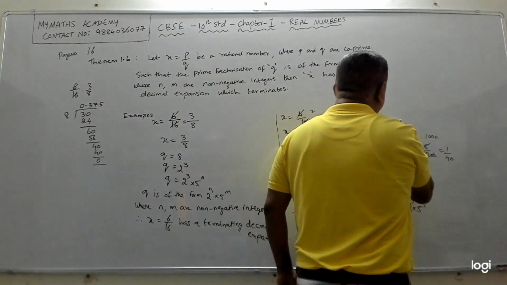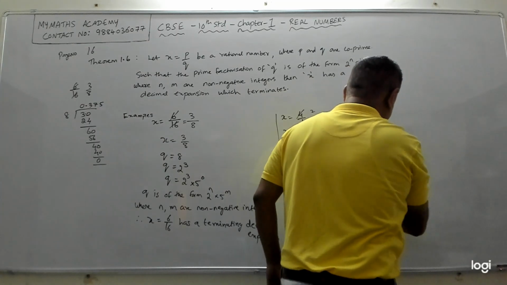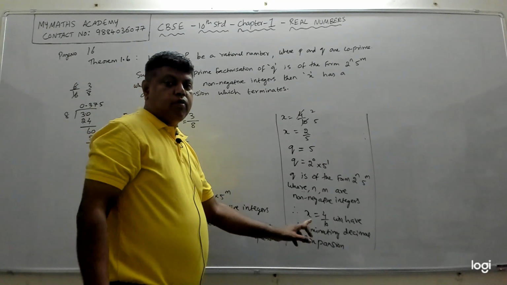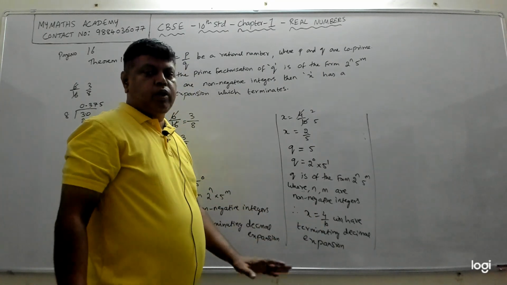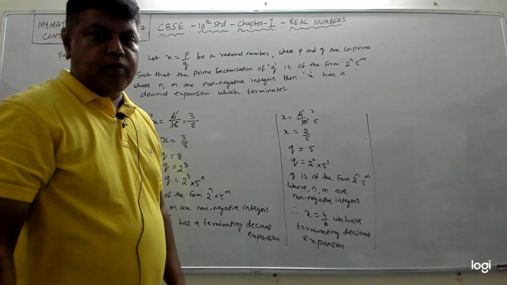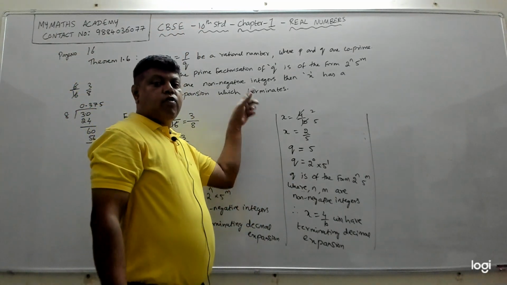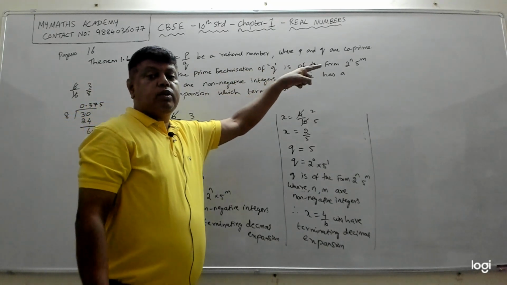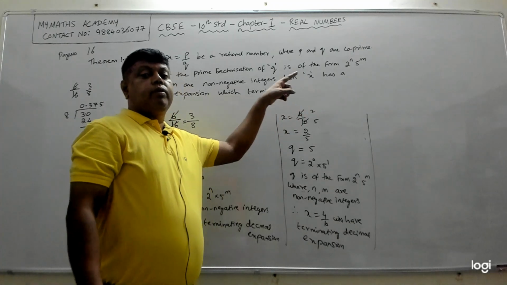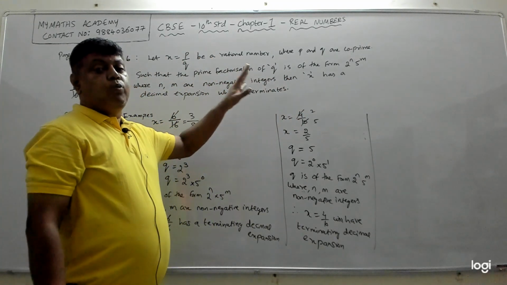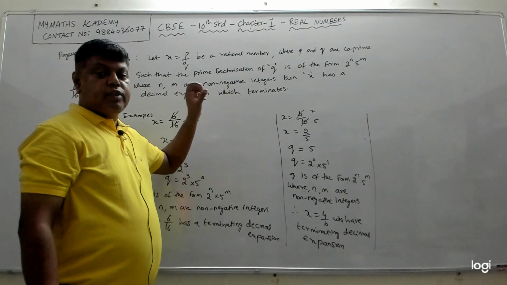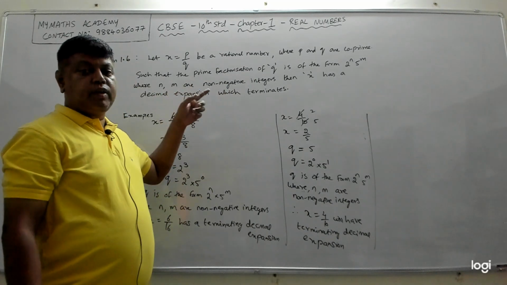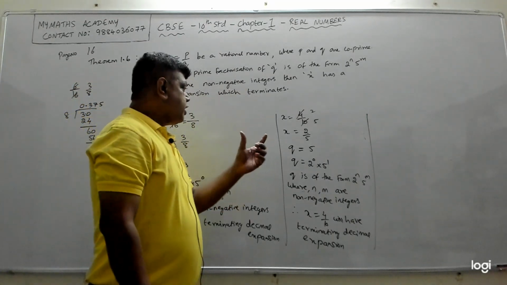Now next one, we'll take one more example. Suppose x is 4 by 10. We need not find the decimal value, they have not asked. What is the decimal equivalent of 4 by 10? You can immediately say it is 0.4. But here the point is, whenever x is in the form of p by q, where p and q are co-prime, and the denominator q is in the form of 2 power n 5 power m, then we can say that x will have a terminating decimal expansion, or the decimal expansion of x will terminate, which means stop. The decimal part will stop.